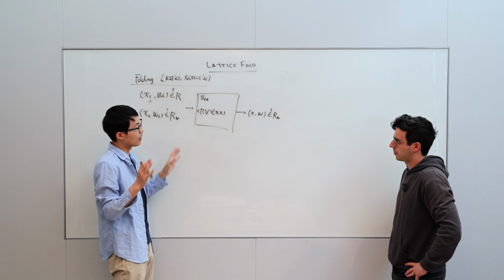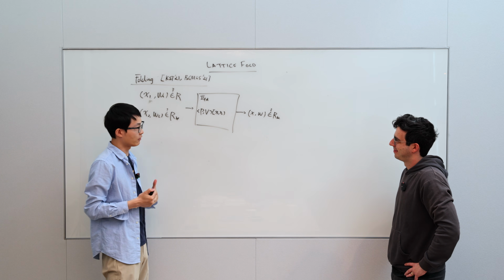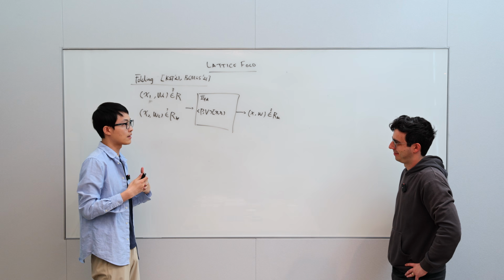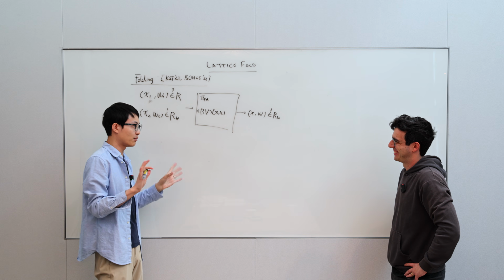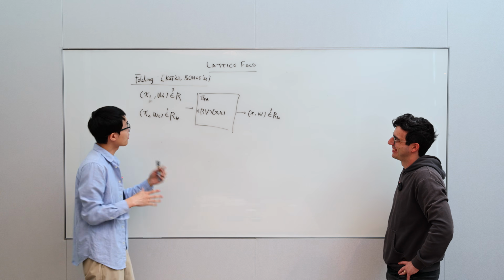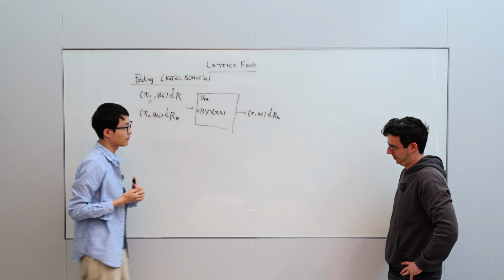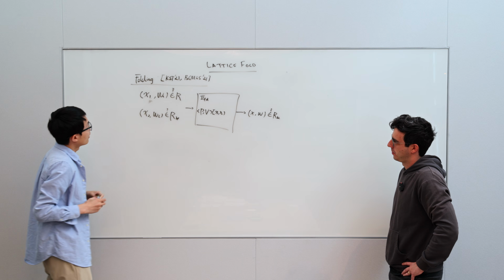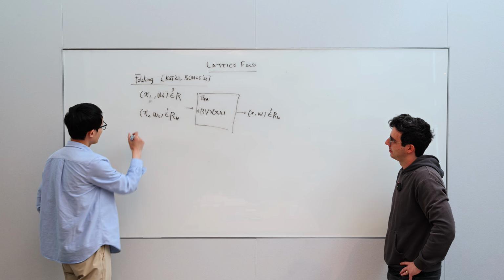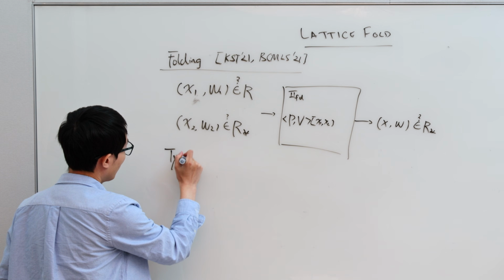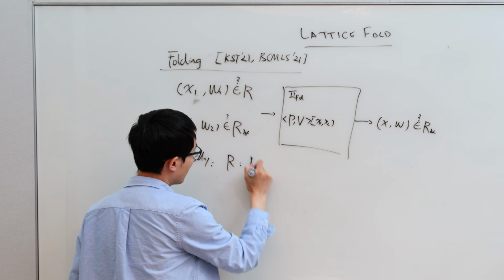These are the properties we need for folding, and it turns out to be a very powerful primitive for building memory-efficient and scalable SNARKs. I won't talk too much about applications, but our goal today is to build such a powerful primitive in the lattice setting. Also, I want to mention one more thing. In general, typically this R should be an NP-complete relation.